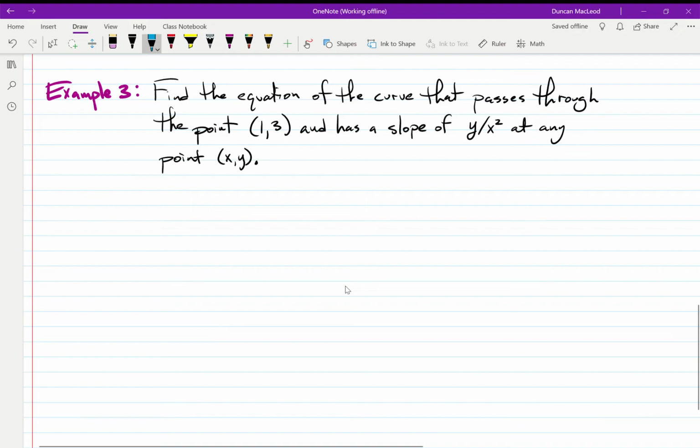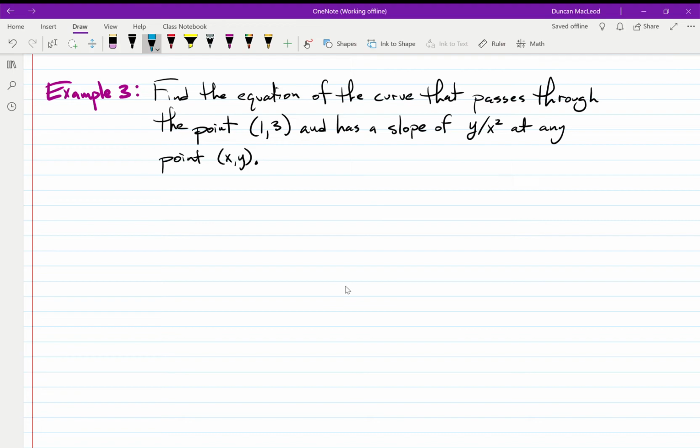So it says find the equation of the curve that passes through the point 1, 3 and has a slope of y over x squared at any point x, y. Nowhere in there does it really feel like it directly tells you how to solve this. And I get how, as a student, you want to look for that. But finding the equation of the curve is actually telling us to find a particular solution, because it's saying find the equation of the curve that passes through 1, 3. The equation of the curve would have been a general solution, but the fact that it was saying passes through the point 1, 3 would be a particular solution.